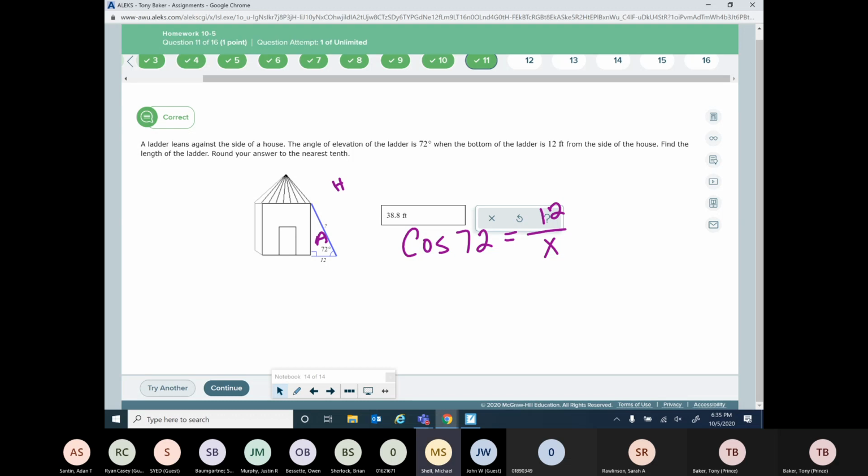Professor, could you say what the equation was again? So it's cosine of 72 equals 12 over x.